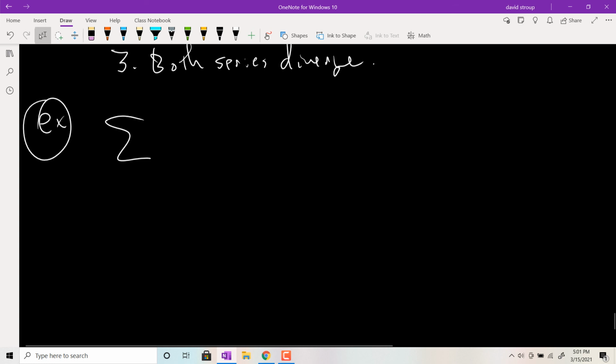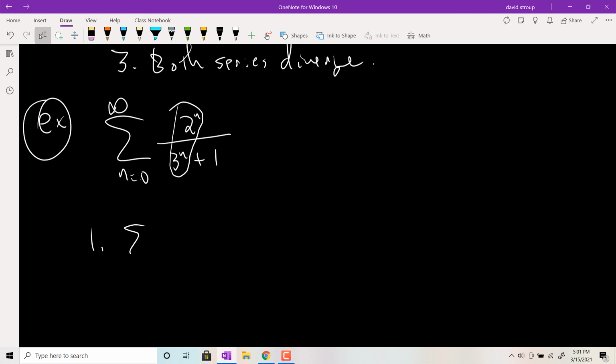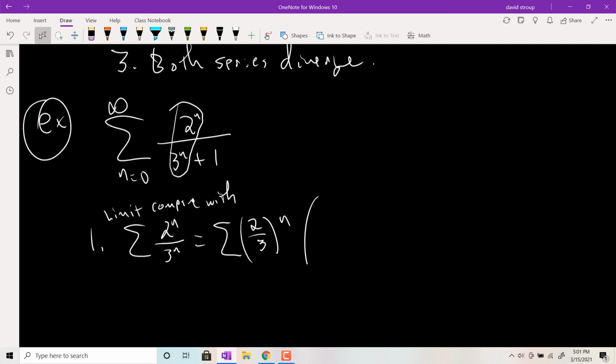So something like 2 to the n all over 3 to the n plus 1, from n equals 0 to infinity. So first, again, you could kind of just do one of those jobs. So consider then the series 2 to the n over 3 to the n. So we're limit comparing with the series 2 to the n over 3 to the n, which is geometric, right? That's just 2/3 to the n.